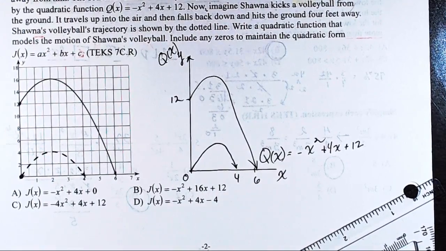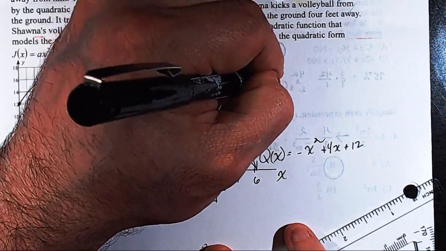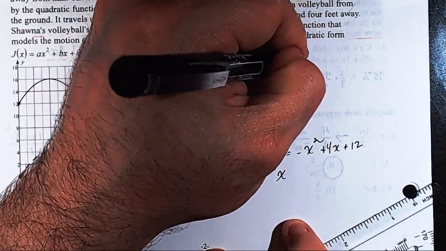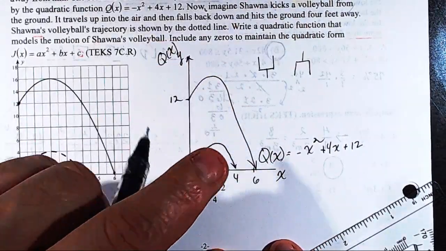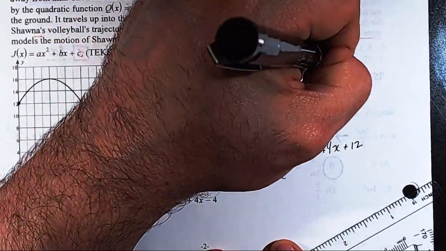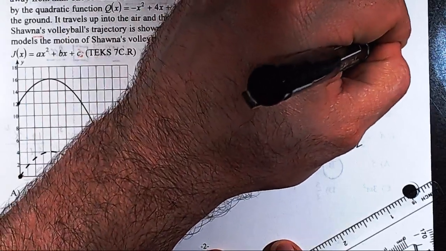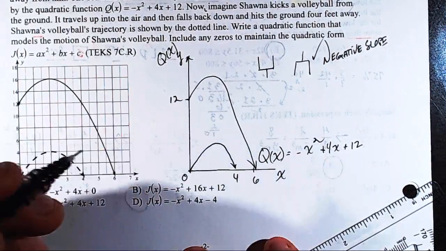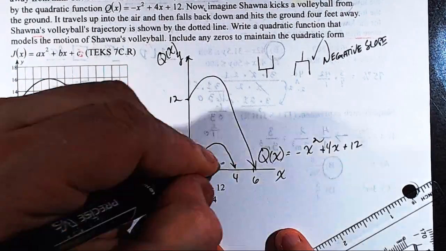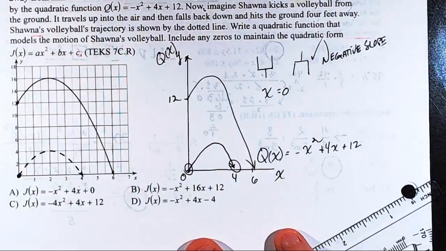Well, all right, so we need to think about something. Am I dealing with the goalpost pointed up or the goalpost pointed down? Just look at the shape of the graph. It's an upside down horseshoe, so I'm going with this one. That means I've got a negative slope. All right, now I know both of my zeros. I've got a zero at 0, 0 and a zero at 4, 0. So I have x equals 0 and x equals 4 for Shauna.